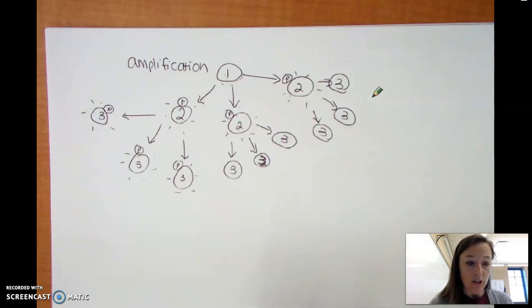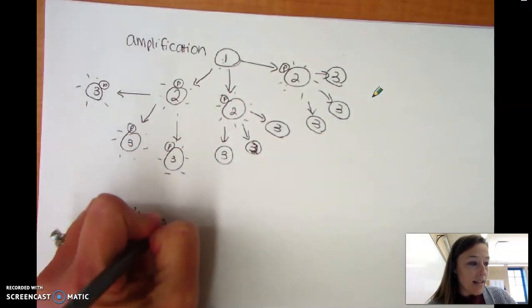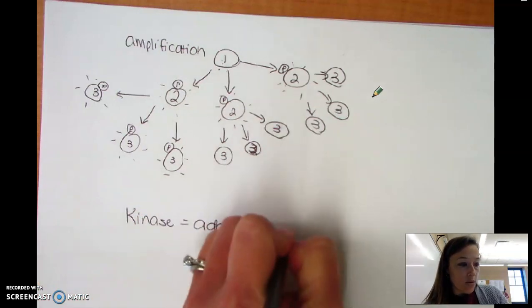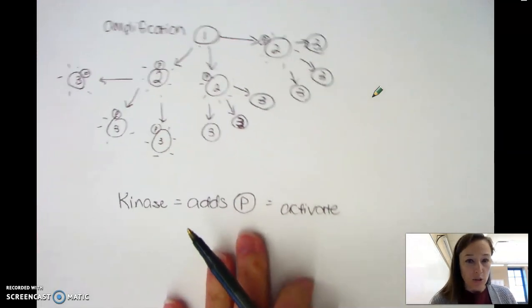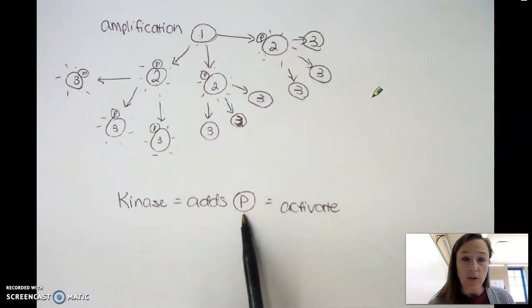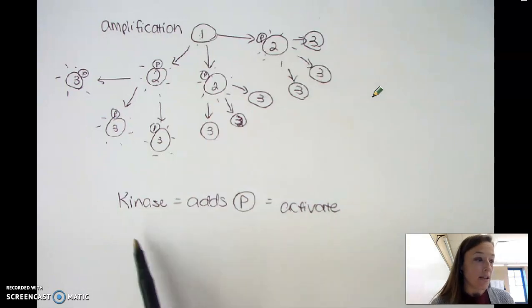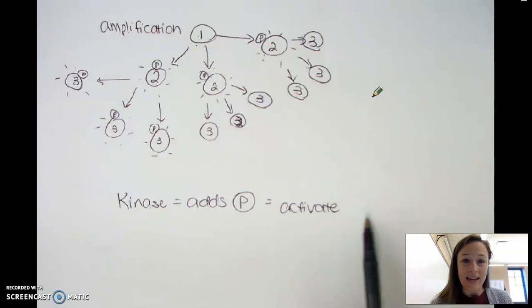I can describe the function of a kinase. A kinase is simply something that adds a phosphate group, which is going to activate. So for most molecules, when you add a phosphate group, there's always exceptions, but for most, when you add a phosphate group, that is going to activate. It's like an on switch. It flips that molecule on. So a kinase is going to add, and so it activates, or we can say it causes activation.